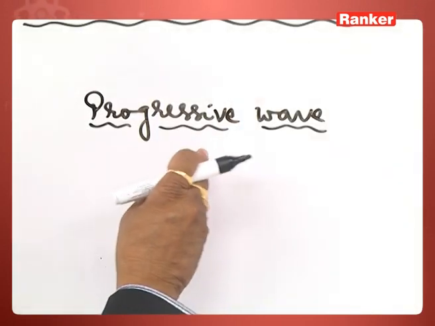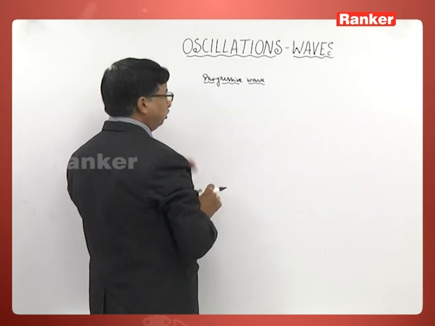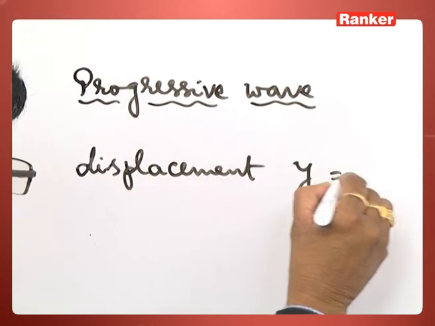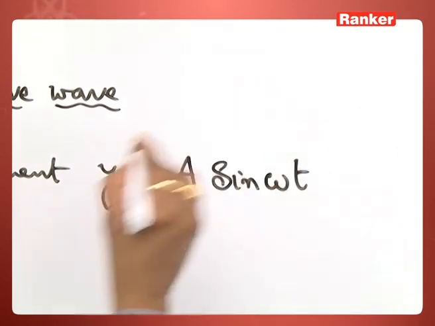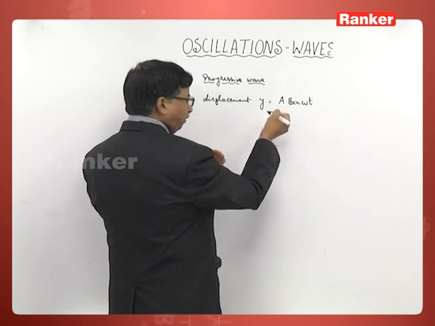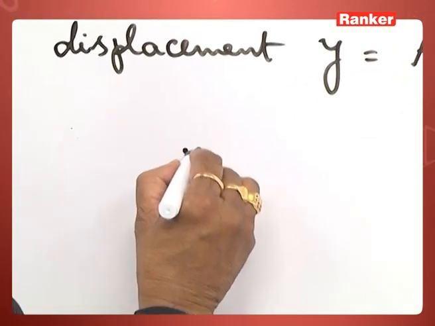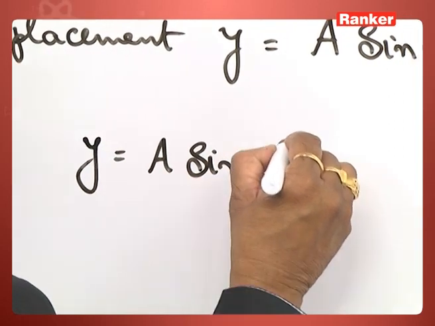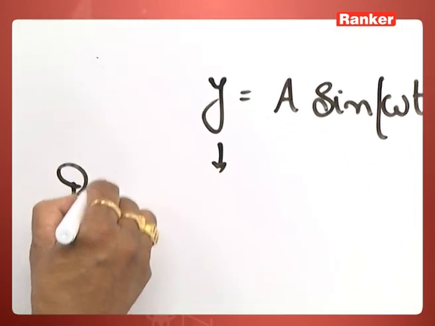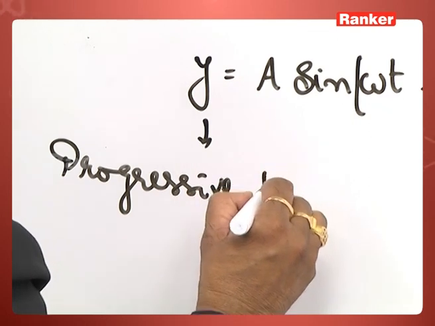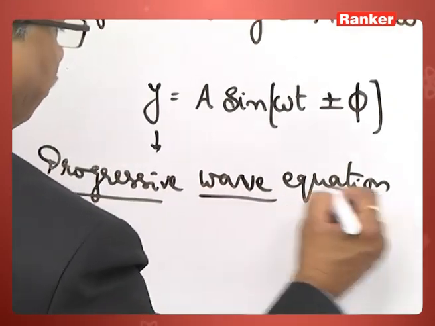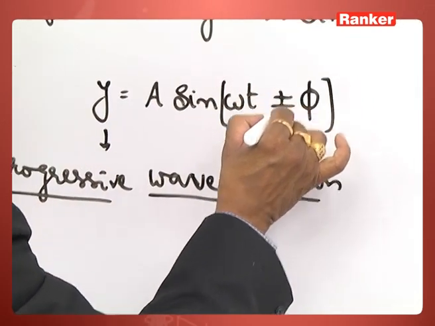So, the general equation for a wave considering simple harmonic motion, every one of us knows, displacement y is equal to a sin omega t. We write it like that. But when we consider the progressive wave, we write the same in a slightly different manner. y is equal to a sin(omega t plus or minus phi). This is what we call the progressive wave equation.